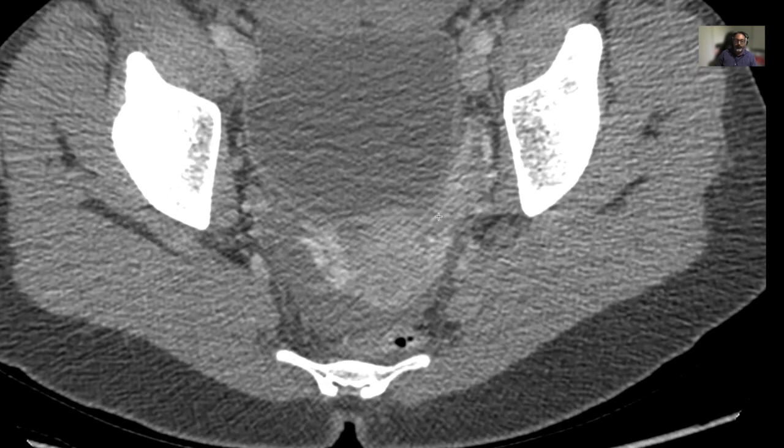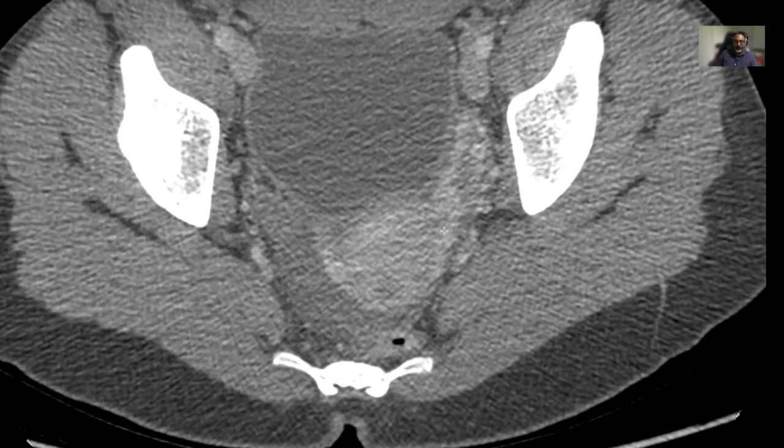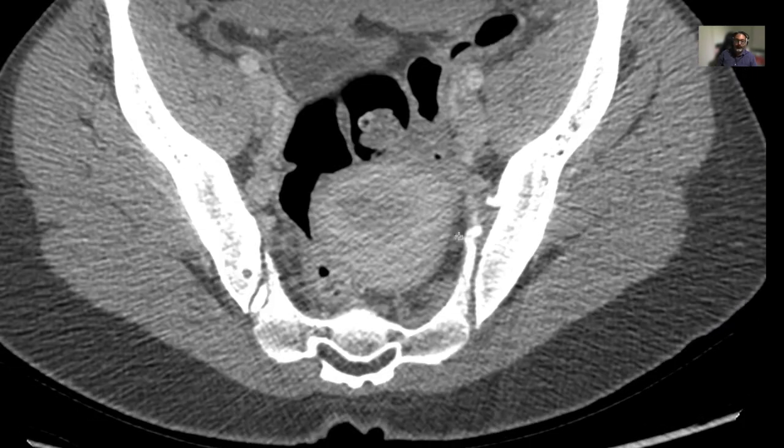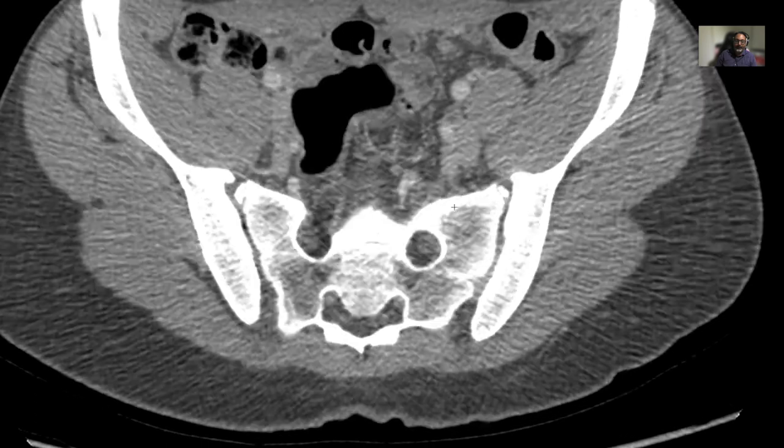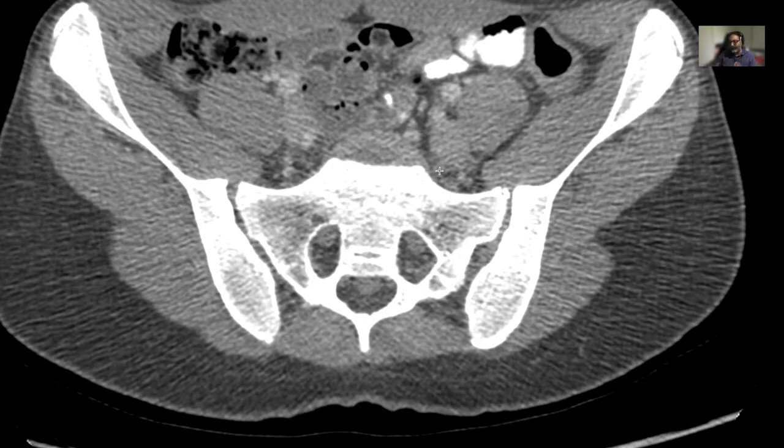You have to look for the ureters. You're not always going to see them. And in our case here, you can sort of see them half of the way, but then they sort of disappear because they could be collapsed at that time when the CT was taken. But that's what you need to see. That's where the path is.